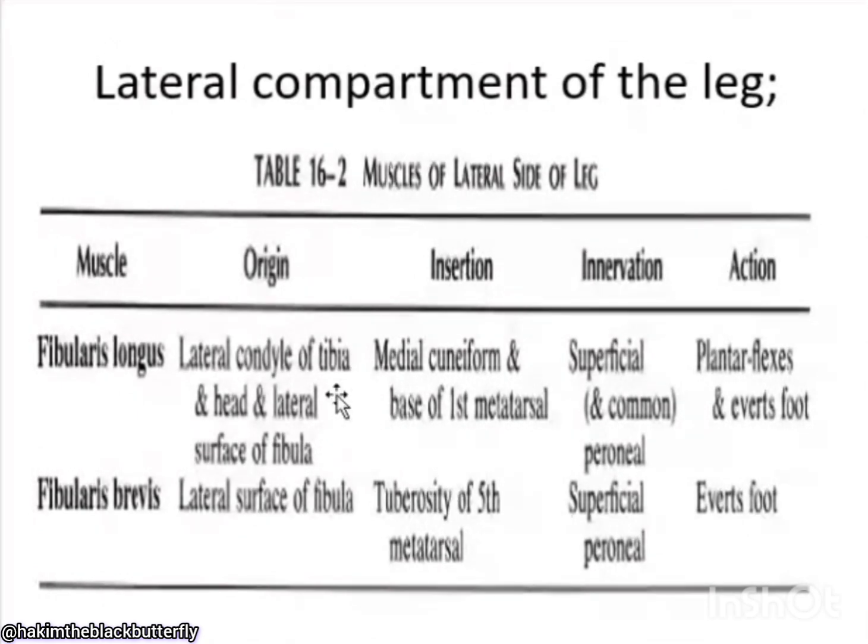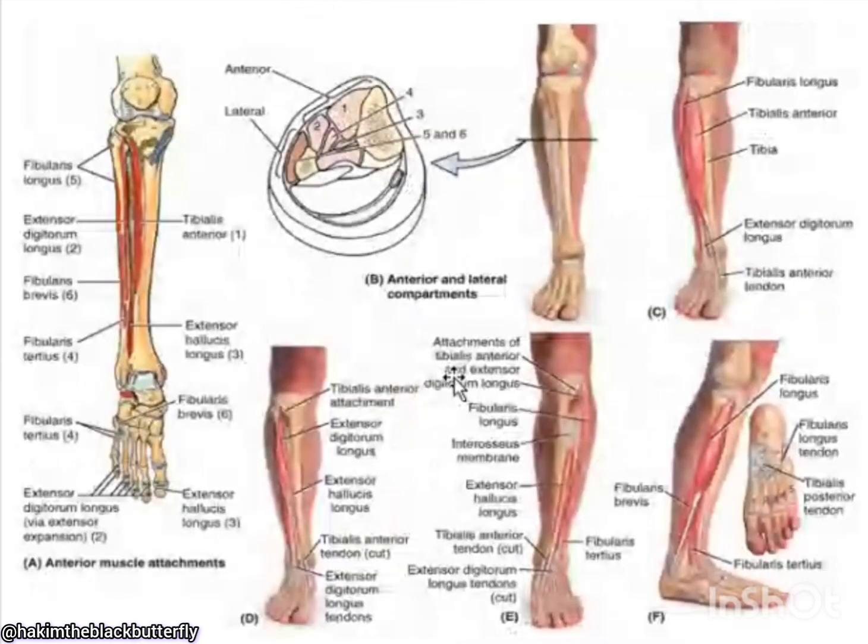Fibularis longus, because it is longer, originates from the lateral condyle, and fibularis brevis originates from the lateral surface of the fibula. This muscle, fibularis longus, originates from the lateral condyle, but it goes below the foot and goes up to the medial cuneiform and the first metatarsal and inserts there. I don't know whether we have that muscle here.